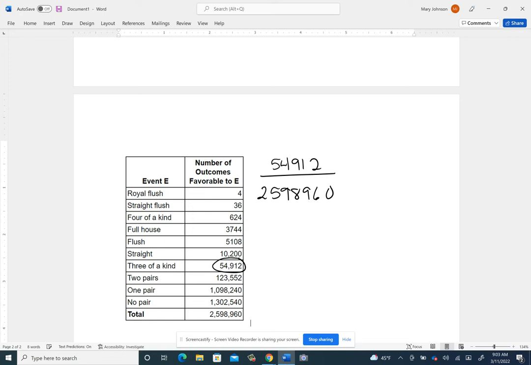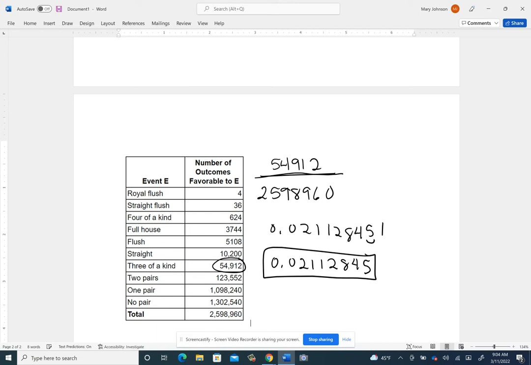So it's just like the other one. It tells you that there are 54,912 possible 3 of a kind hands, and you know the total number of possible hands. So you just divide those two, and then double check your rounding. Okay. And so when you round to the 8 decimal places, since the 9th spot was just a 1 and you're rounding to 8 places, that means you would just write it as 0.02112,845. And that would be your answer on that one.